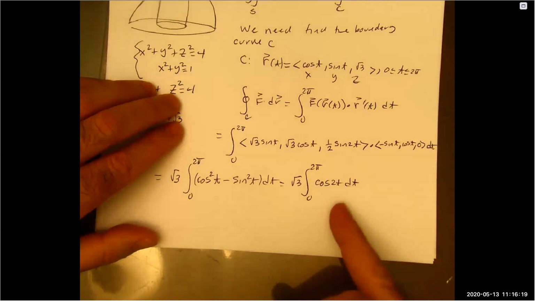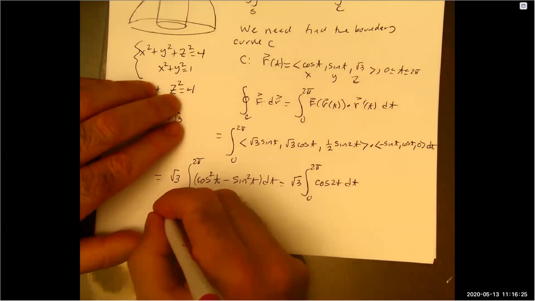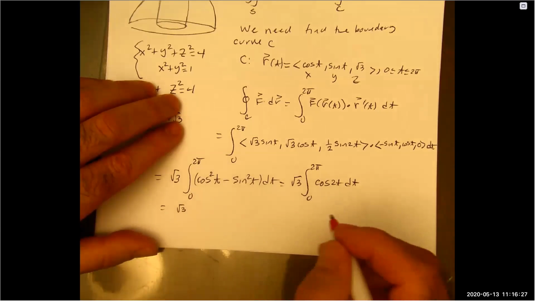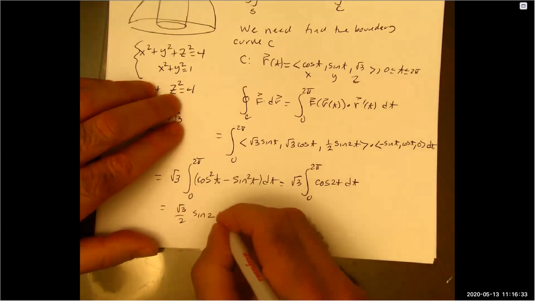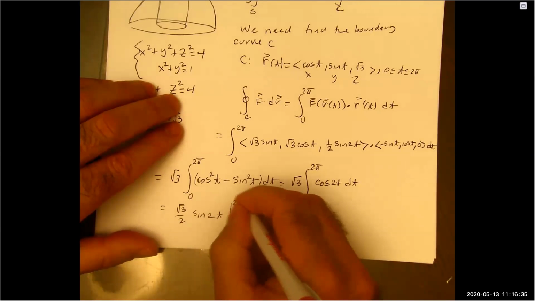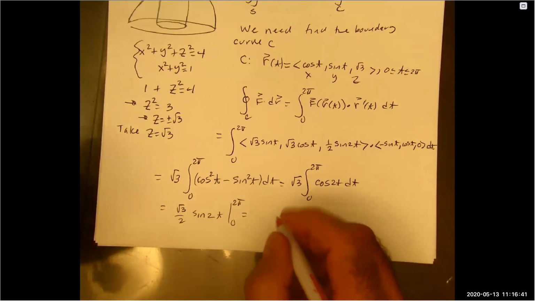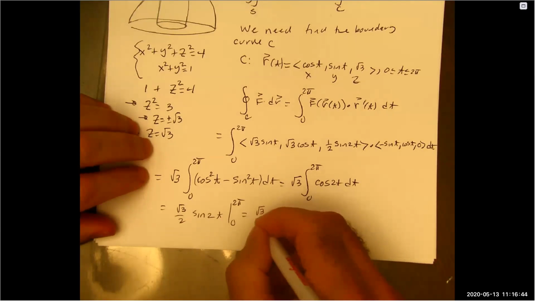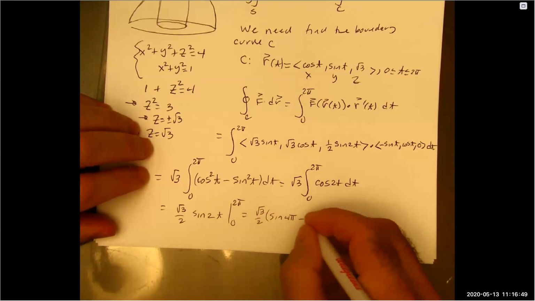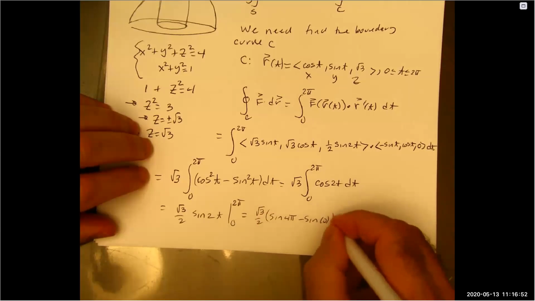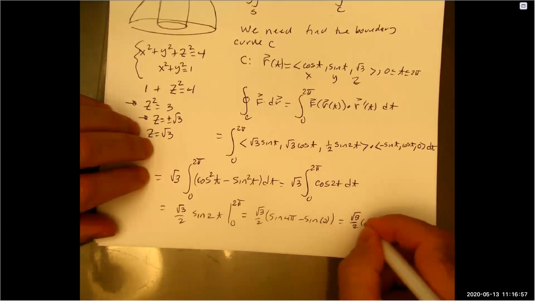And then we can integrate that. So I'm going to have root 3 over 2 times sine of 2t. And so this is just going to give me root 3 over 2 times sine of 4 pi minus the sine of 0. And those are both 0. So it's just going to give me root 3 over 2 times 0, equal to 0.